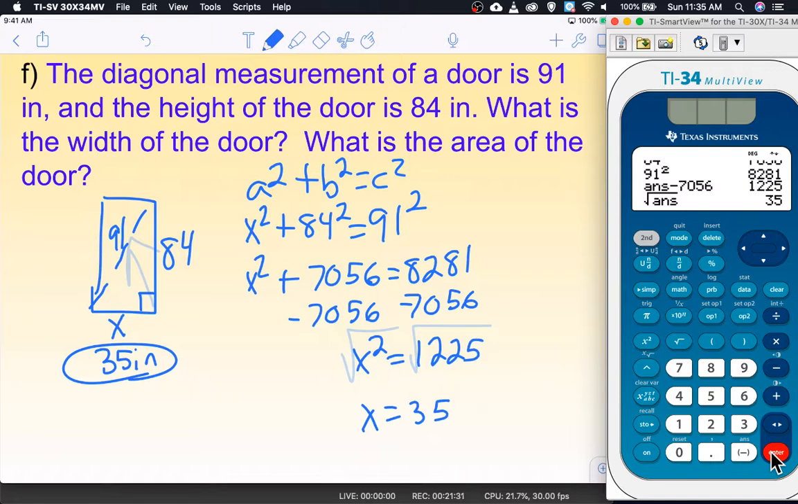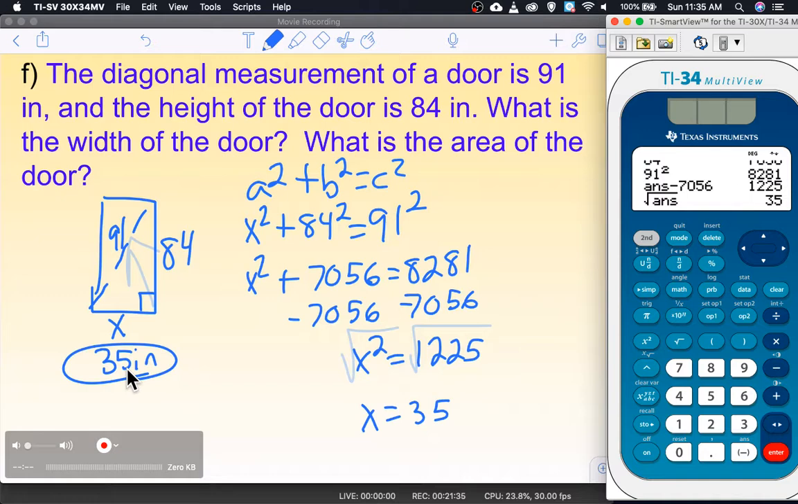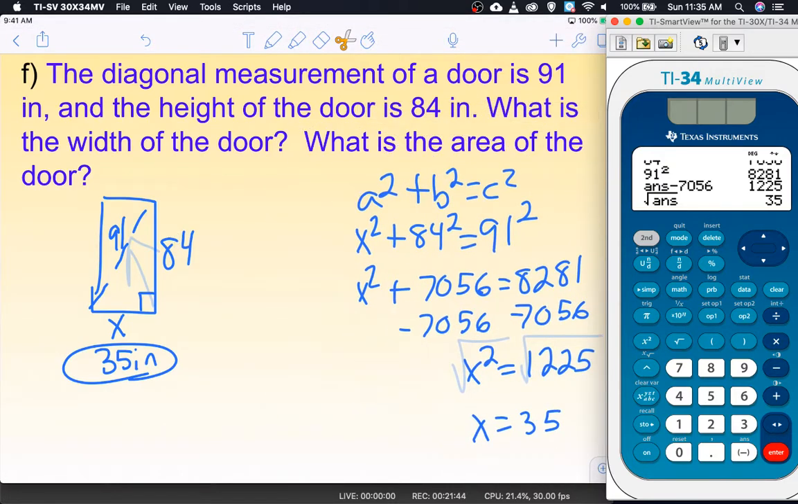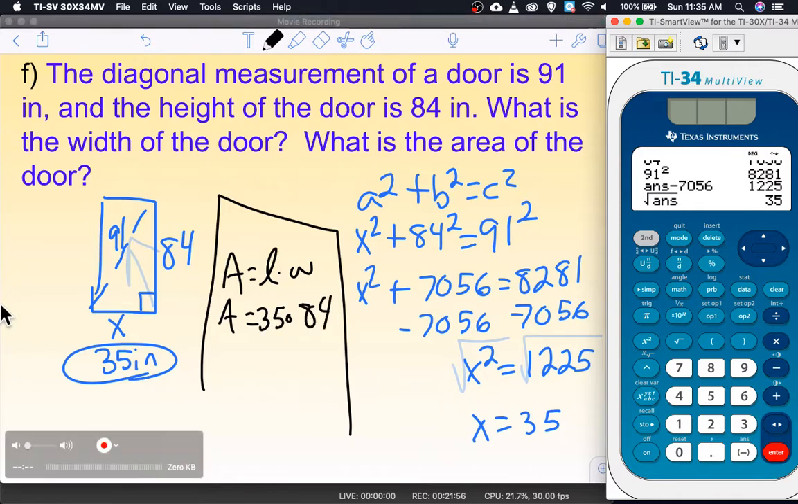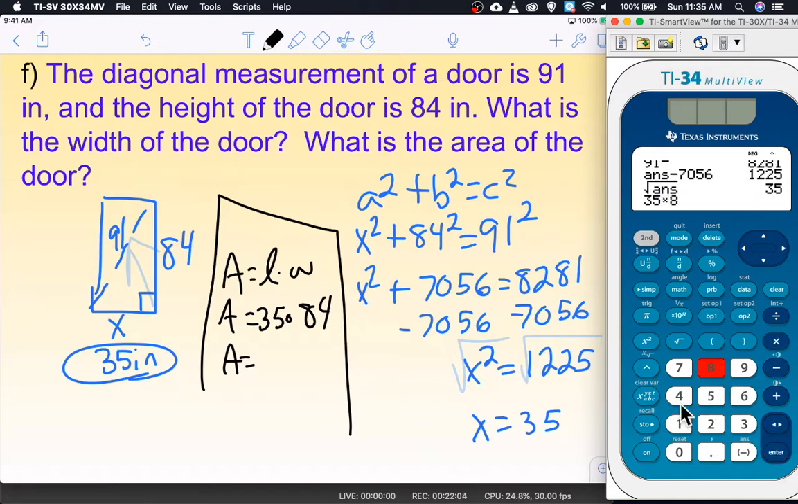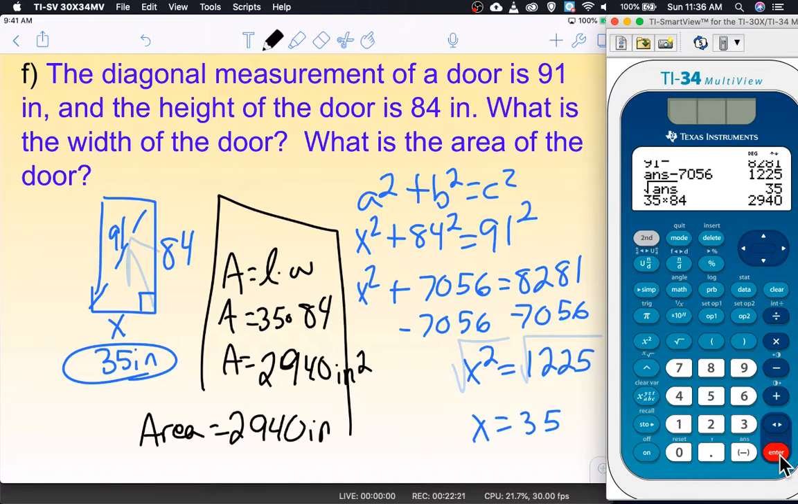Answer 1. What is the width of the door? Check. It's 35 inches wide. What is the area of the door? So this is just background knowledge. To find the area of a rectangle, area equals length times width. Now that we know the length is 35 and the width is 84, length times width is what I'm doing. Area equals 35 times 84, which is 2,940 inches squared. And there we have it. The door is 35 inches wide and the area is 2,940 inches squared.